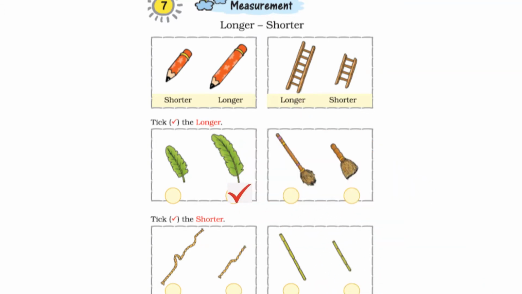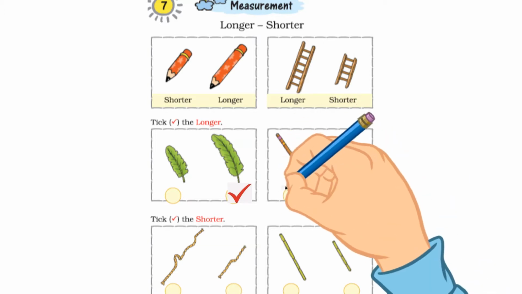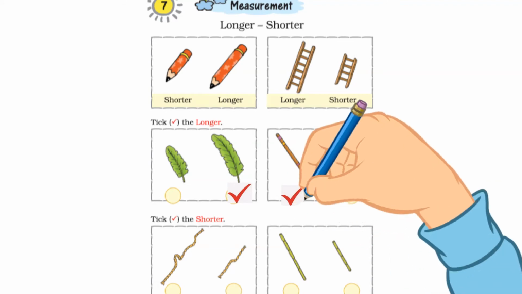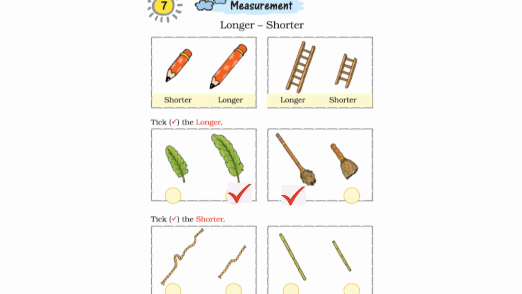Okay, next is which is longer? In next image, दोनों झाड़ू हैं. Which is longer in them? So the left one is longer, right? Tick there. Next question. Which is shorter?